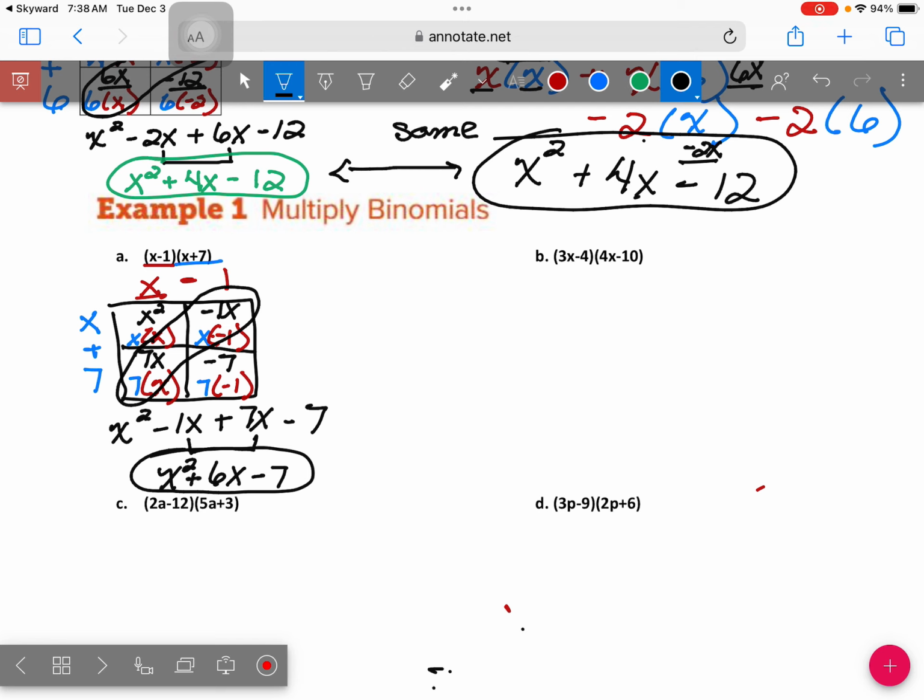All right, so now I'm going to do double distributive. So I'm going to take x minus 1 times x plus 7. And I'm going to do this x times those first two of the second polynomial. Okay? So that is x times x. Plus red x times my 7.